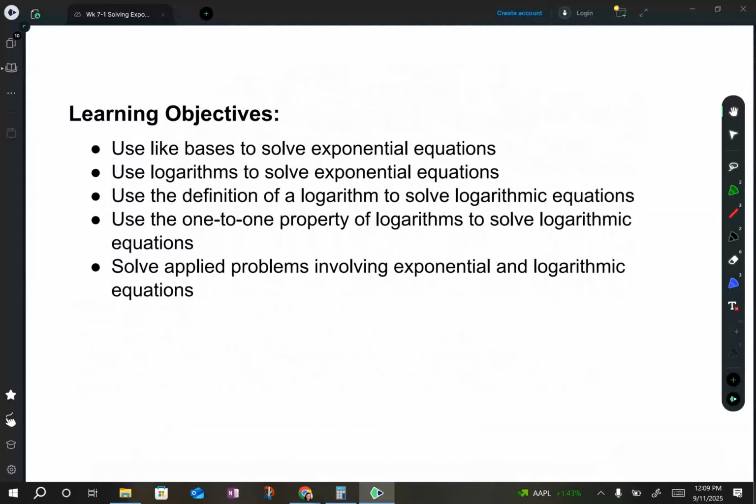Hi, and welcome to the video on solving exponential and log equations. We're going to be doing all kinds of equation solving today, so let's get started.